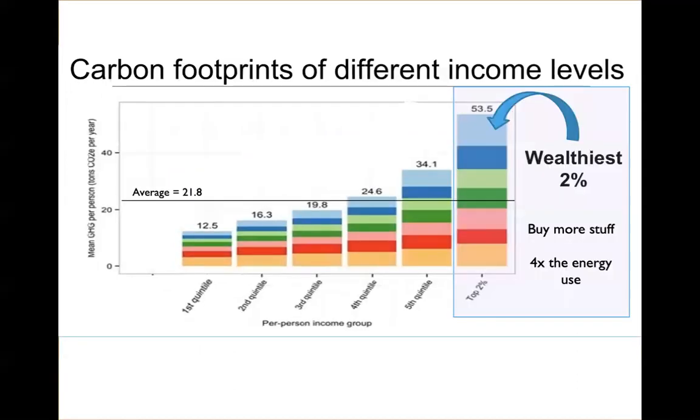So on average, wealthier people travel more, they have bigger houses, they buy more stuff. Wealthier people are represented on the far right of the graph. And if you look at the wealthiest 2%, they actually use 4 times the energy of people in the lowest first quintile. So when equal dividends are returned to people, those people who pollute less than average, so that means all of these people, they will not only be protected from increased costs, they'll end up getting back extra cash.